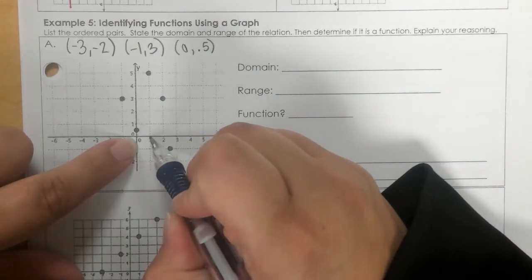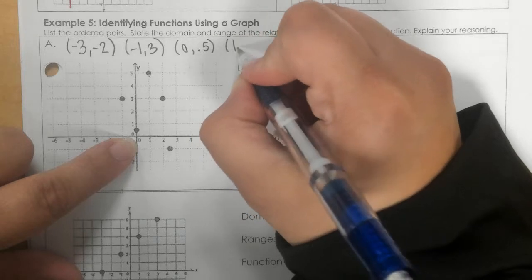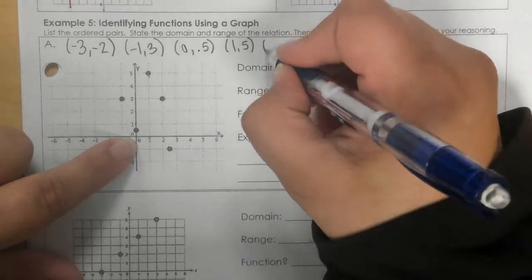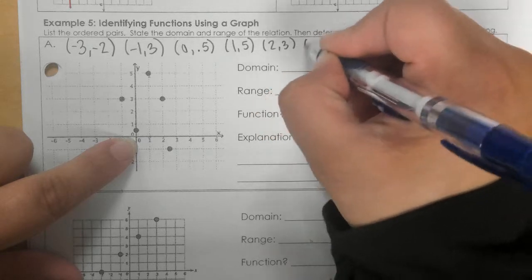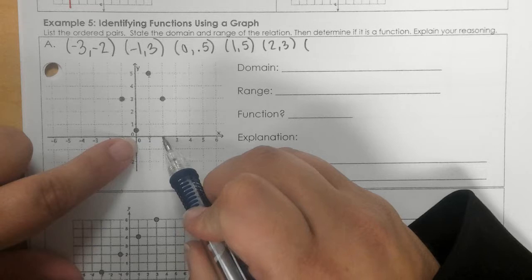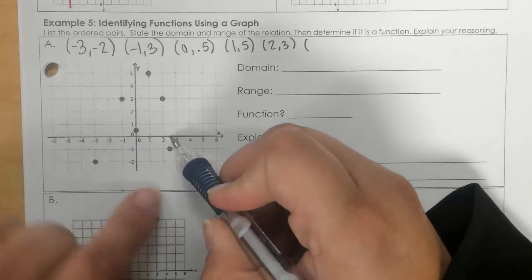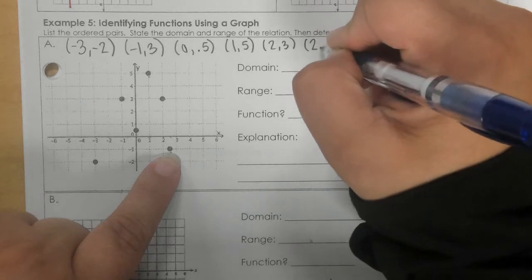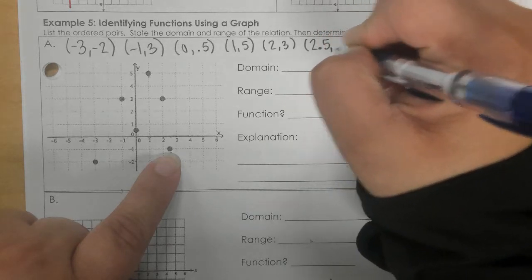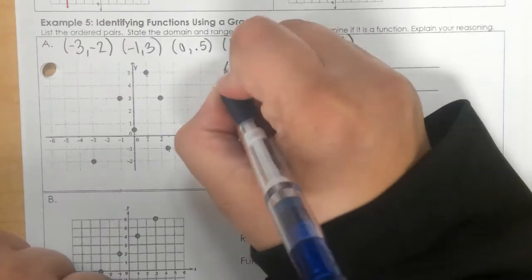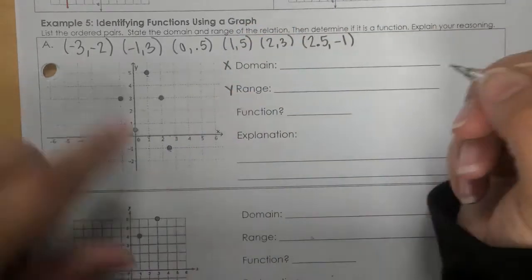Then 1, 5. 2, 3, and then this one, you go over to 2, but you keep going to about 2.5, and then you go down 1. So I would say that's 2.5, -1. So the domain would be your x's, and the range would be your y's.